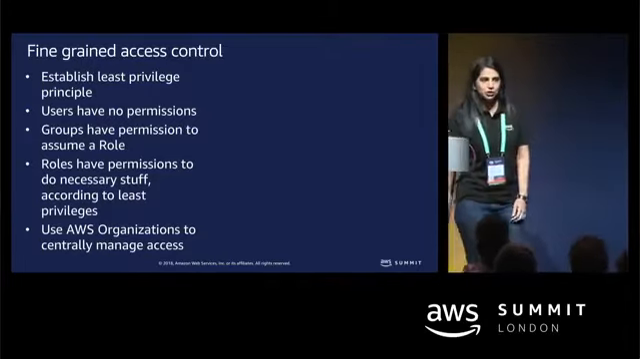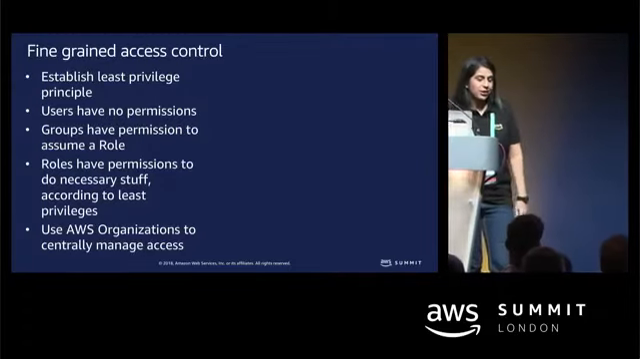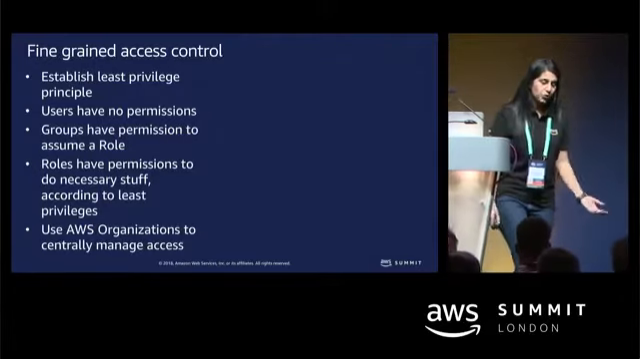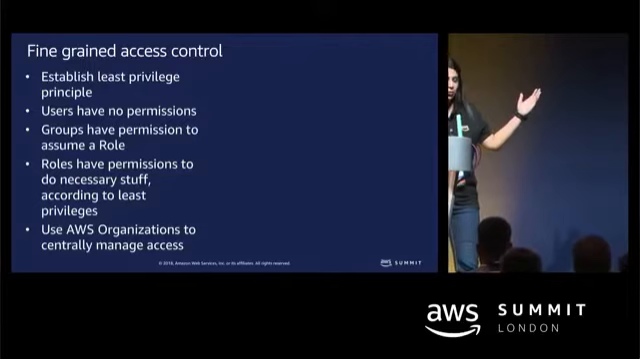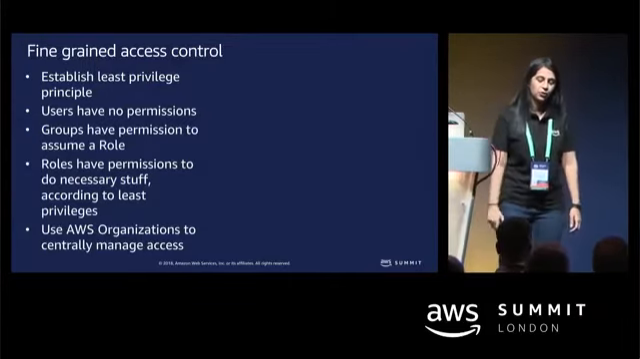Users have no permissions by default. Groups have permissions to assume roles, and roles have permissions to do necessary stuff, right? You can, of course, manage, like we talked about AWS Organizations, you can centrally manage access through there as well.